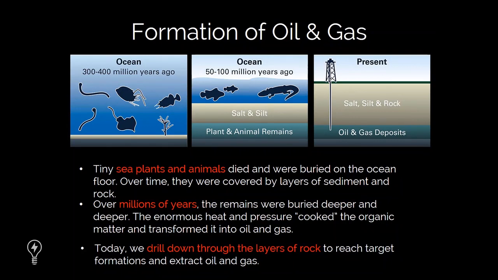Now, about 300 to 400 million years ago, these sea plants and animals died and settled down to the ocean floor and were buried by layers of mud. Over a period of about 50 to 100 million years, these fossilized remains were buried deeper and deeper. Enormous amounts of heat and pressure essentially cooked the organic matter and transformed it into oil and gas.